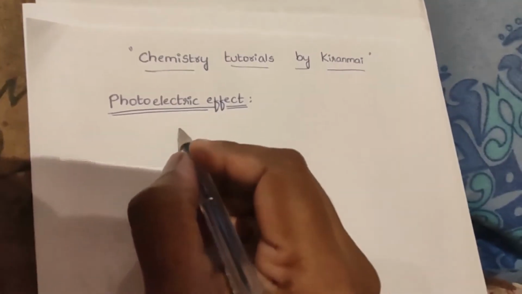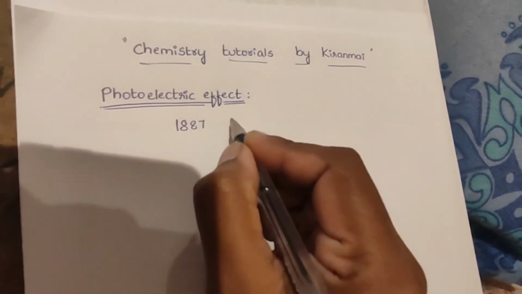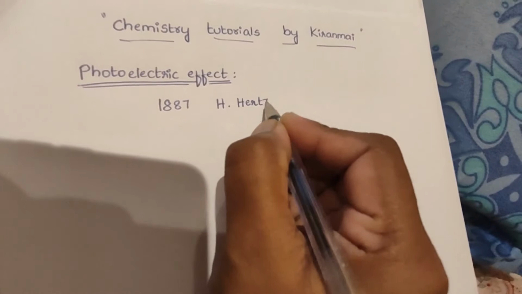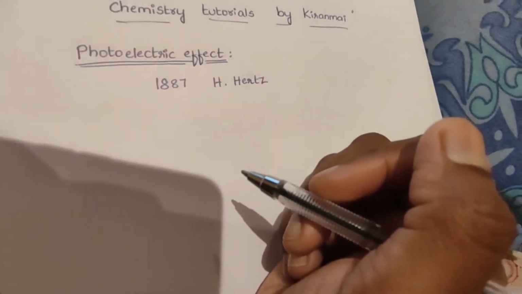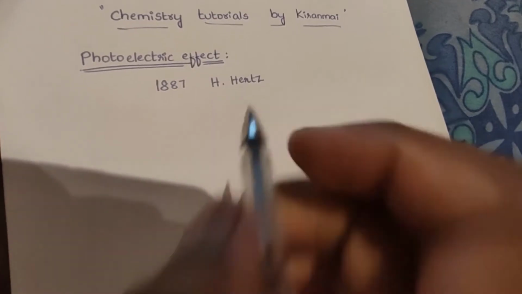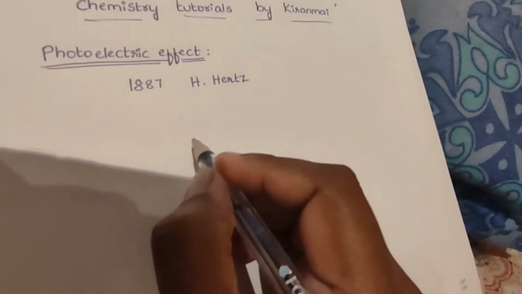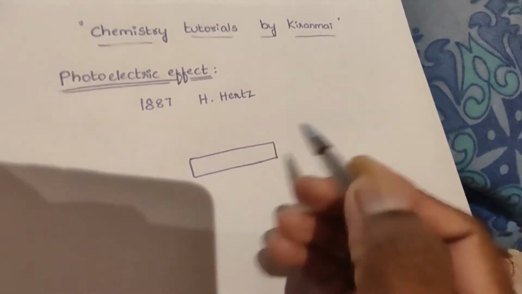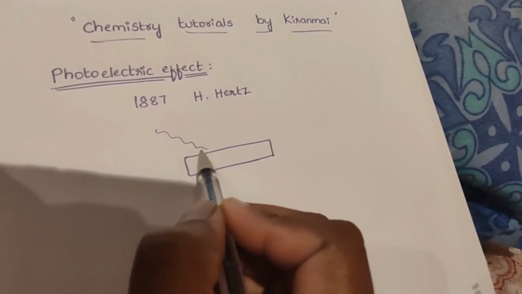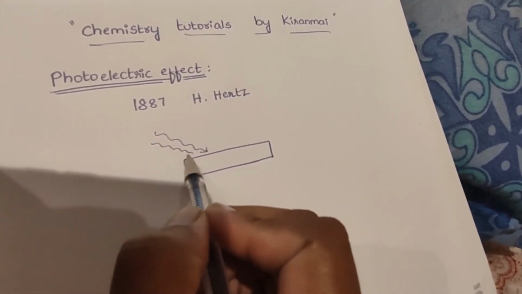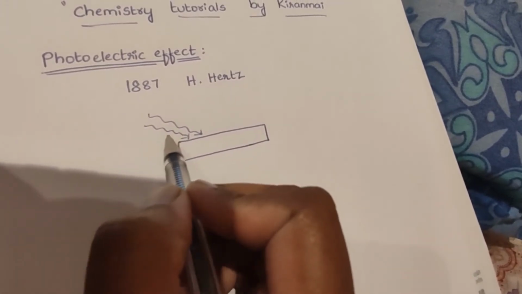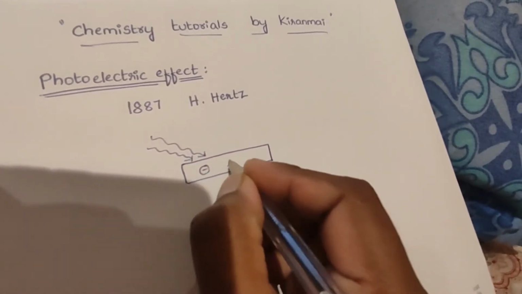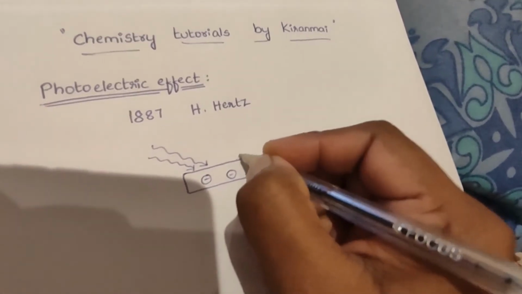In 1887, scientist H. Hertz conducted a very important and interesting experiment. In this experiment, he took a metal and exposed this metal to electromagnetic radiation, and then he observed that electrons from the surface are ejected.